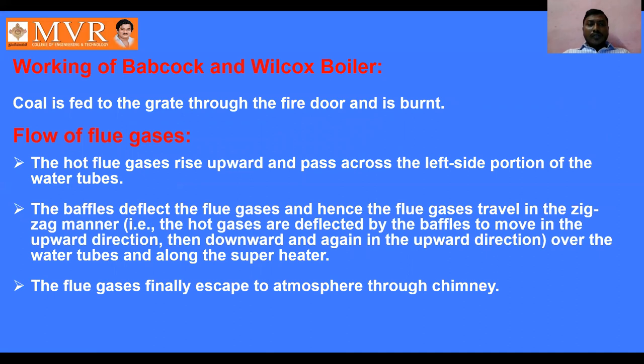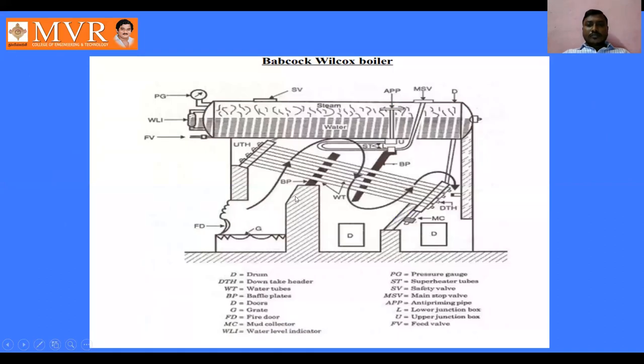See the working of the Babcock and Wilcox boiler. Here we can observe that the water in the boiler shell is going to enter into the downtake header by using this long pipe. And after entering into the downtake header, it enters into these water tubes. The water which has been collected from the boiler shell will come to the downtake header. By using this downtake header, the water enters into these water tubes, and it enters up to the uptake header.